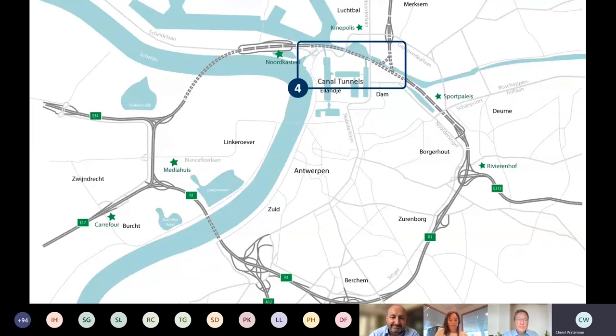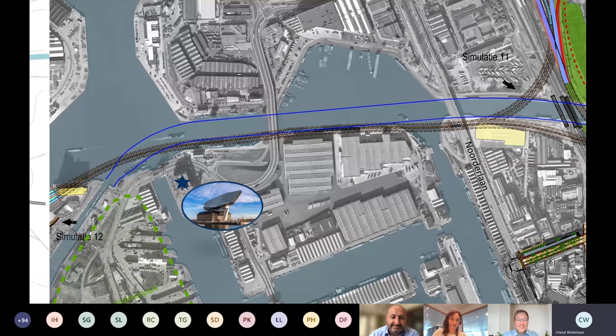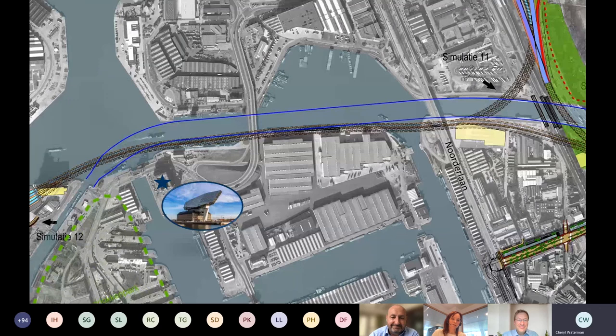And then again, we have a picture trying to show you the tunnels, but as they are underground, it's going to be less obvious. But the tunnels are under the canal. It's the black line on the picture. The tunnels are connecting the Oosterweel junction with the ring one, the ring in the north of Antwerp.